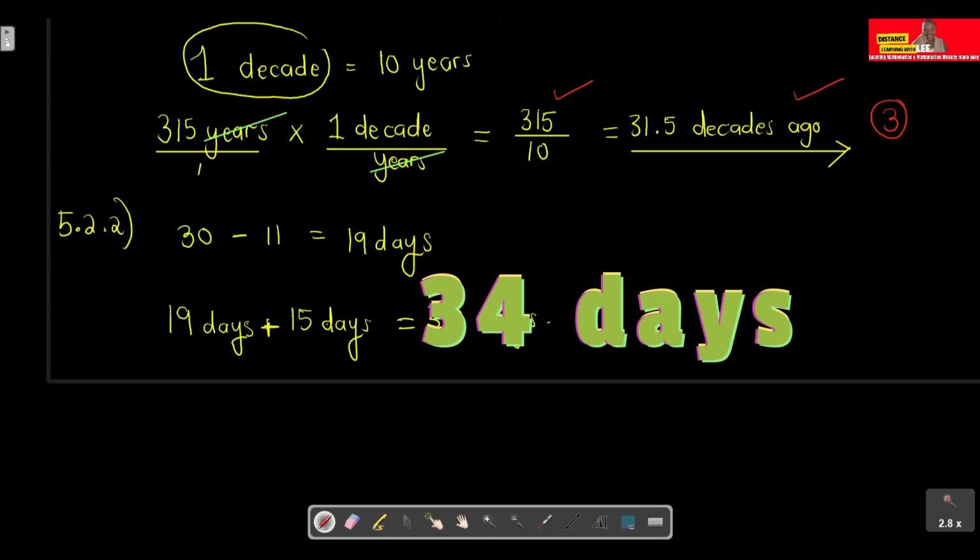How will they quickly mark this? You'll get 1 mark for showing that you understood that it's supposed to be 19 days in November plus the 15 days in December, and your final mark for your final answer of 35 days.